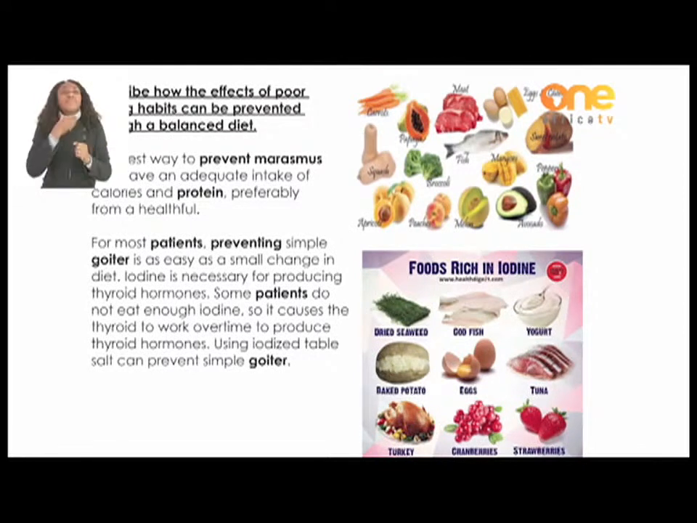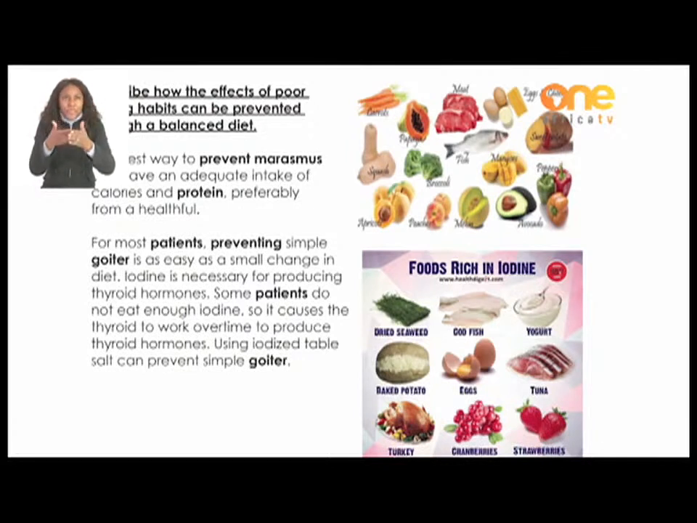For most patients, iodine is necessary, otherwise the thyroid has to work overtime, which produces goiter. So this is telling you that in order for you to prevent goiter, you must have iodine in your diet. So you can get iodine from using iodized table salt, the normal salt that we put in our food. Just by having it, it will be able to prevent goiter.